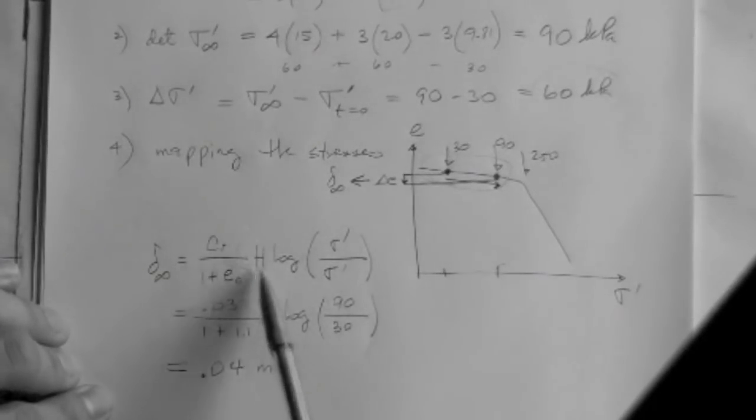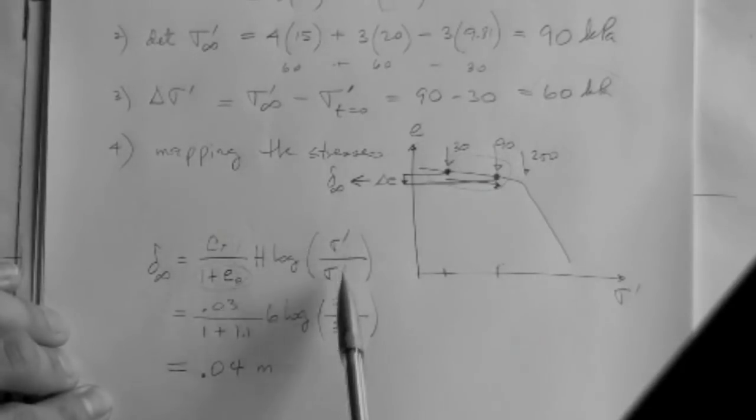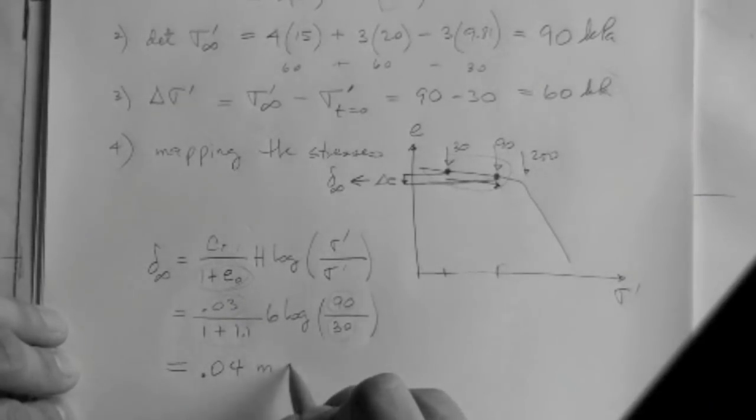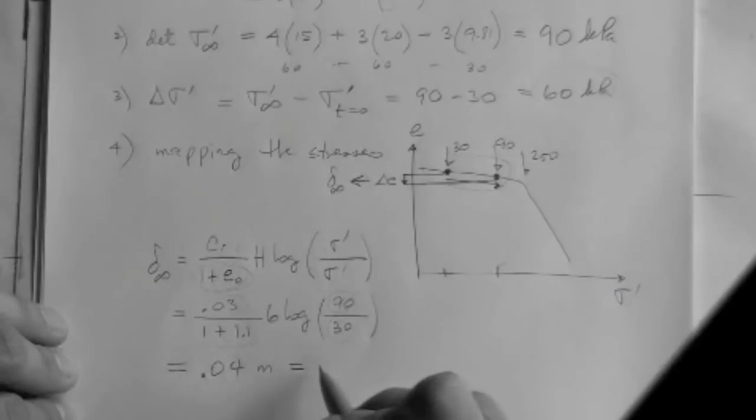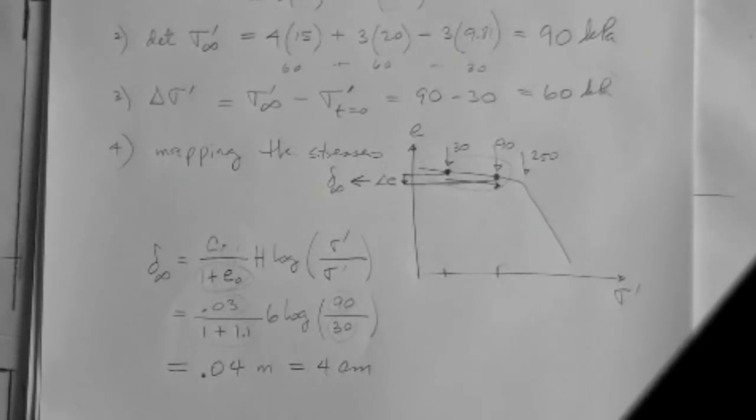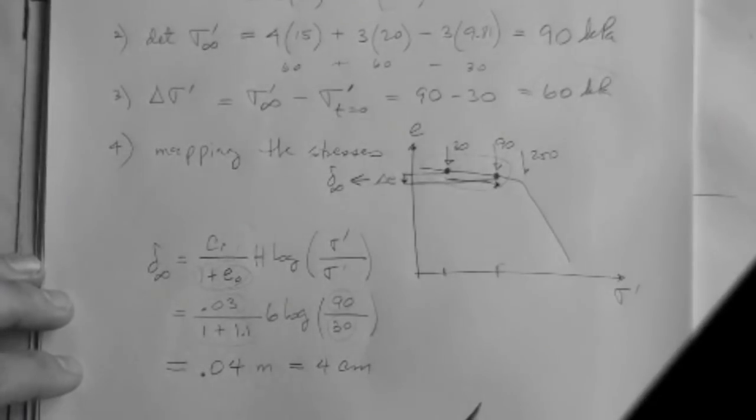Why meters? Because this H is in meters. This has no units because it's a ratio, right? Each of them has units, kPa, but they cancel inside the ratio. This has no units, these have no units, this has units of meters. So you end up with units of meters here, and this is the same as saying 4 centimeters. Okay? And that's the answer for our problem.